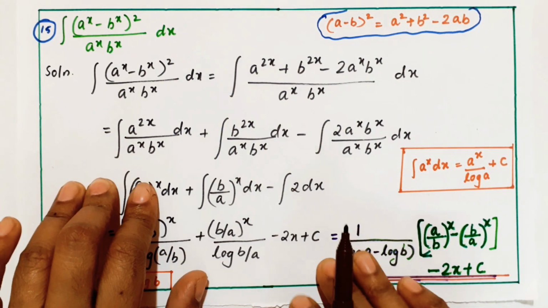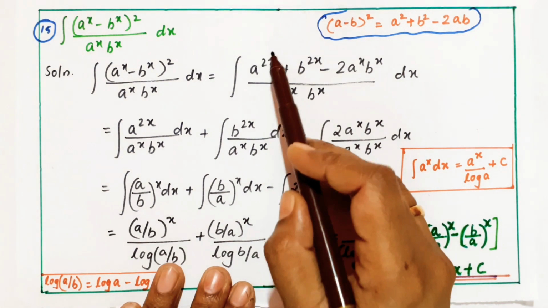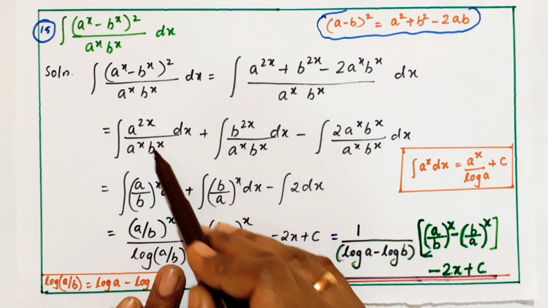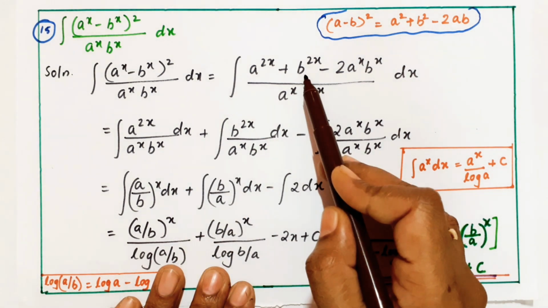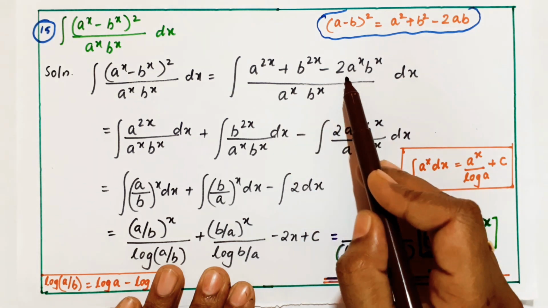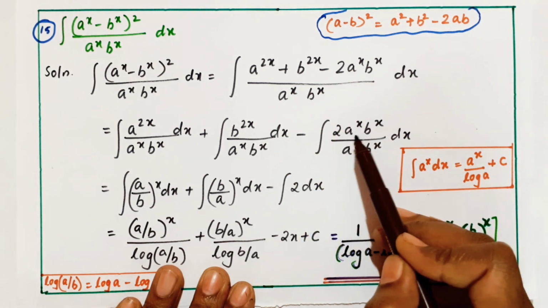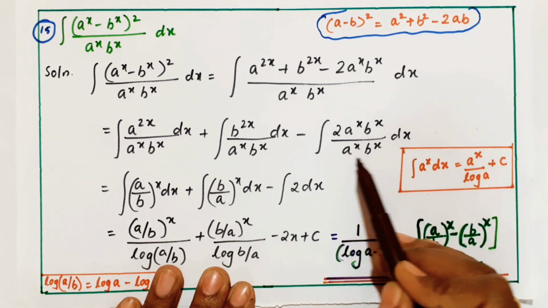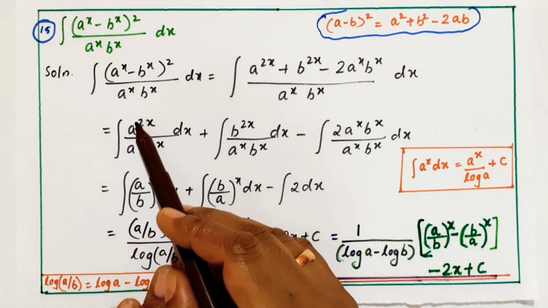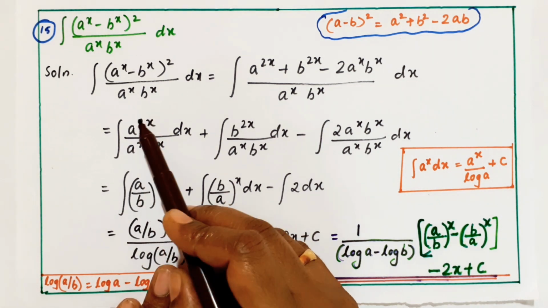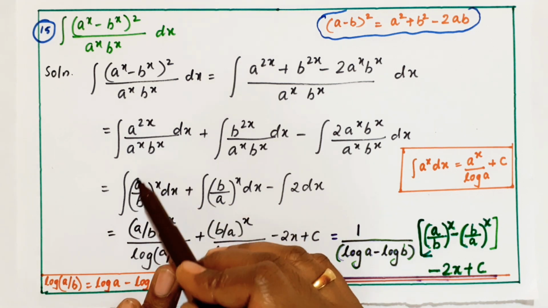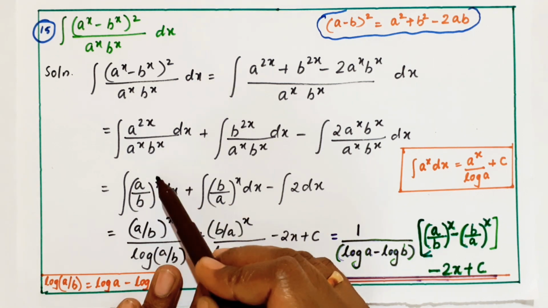Now, same as the previous question, we are splitting the term. First term is a^(2x) divided by denominator a^x b^x dx, plus second term b^(2x) by a^x b^x dx, minus third term integral of 2a^x b^x by a^x b^x dx. Then one a^x cancels. So the remaining will be one a^x in numerator, b^x in denominator. So I have written it as (a/b)^x dx.